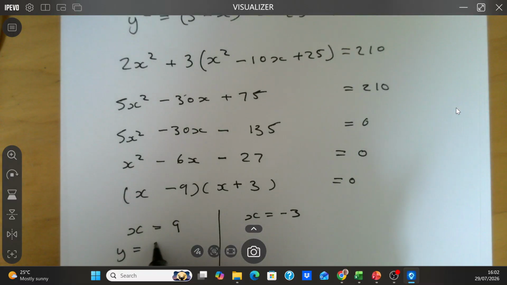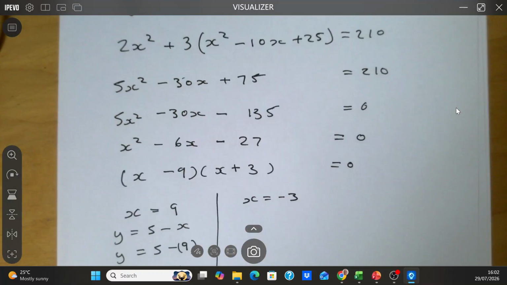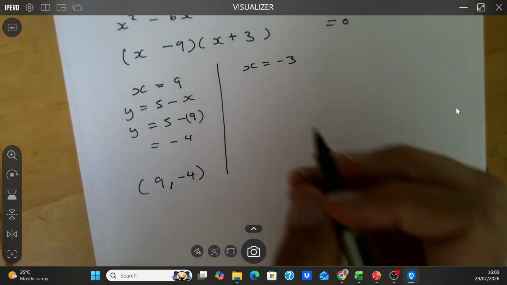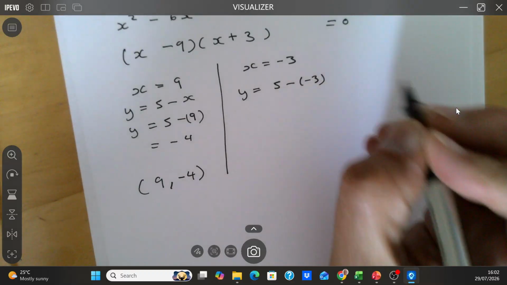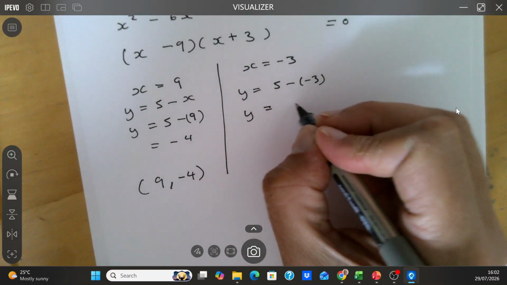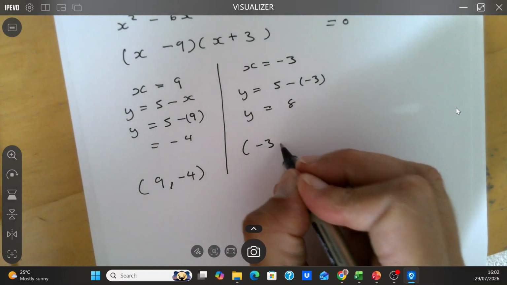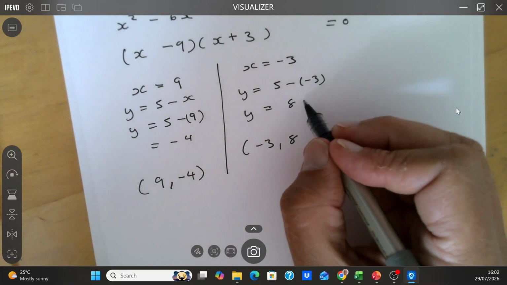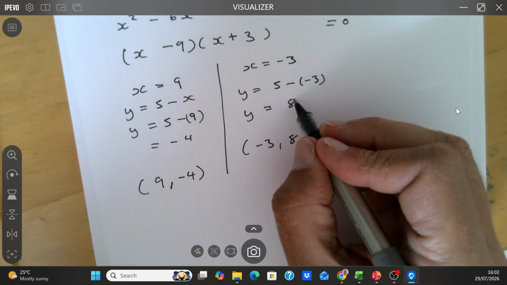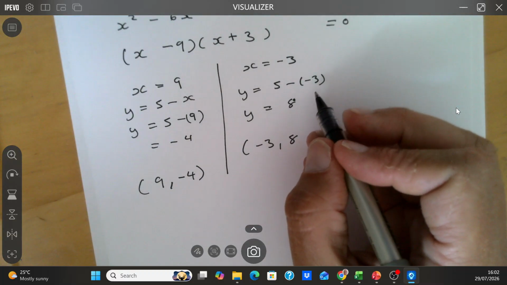Using y equals 5 minus x, y equals 5 minus 9, which gives me minus 4. So I have one coordinate at (9, minus 4). And the other coordinate at y equals 5 minus minus 3, so y equals 8. So the other coordinate will be at (minus 3, 8).